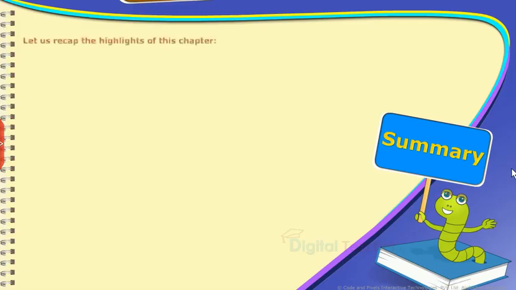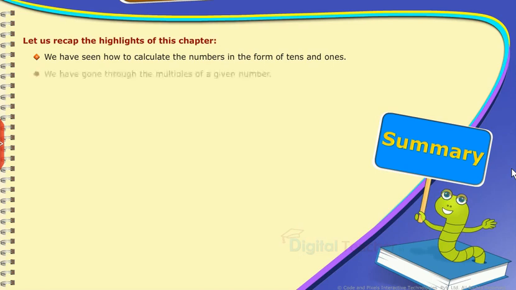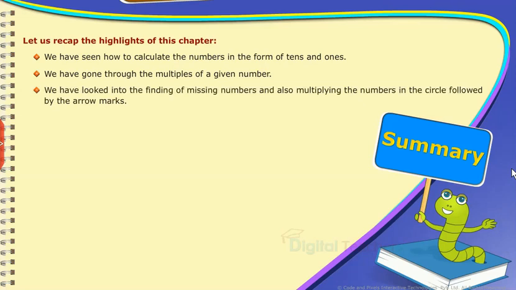Summary. Let us recap the highlights of this chapter. We have seen how to calculate the numbers in the form of tens and ones. We have gone through the multiples of a given number. We have looked into finding missing numbers and also multiplying the numbers in the circle followed by the arrow marks.